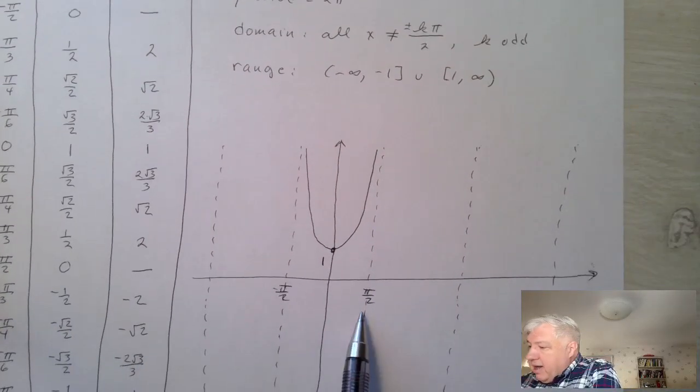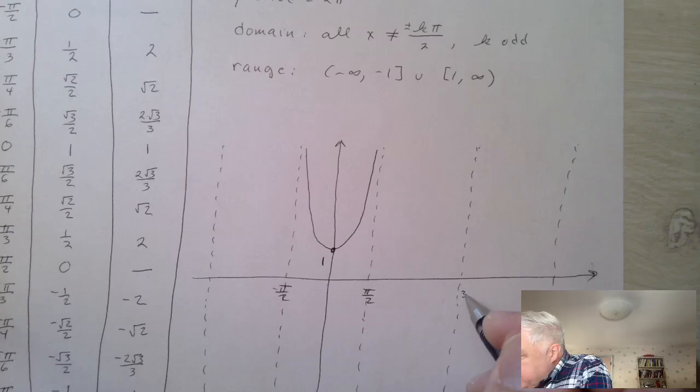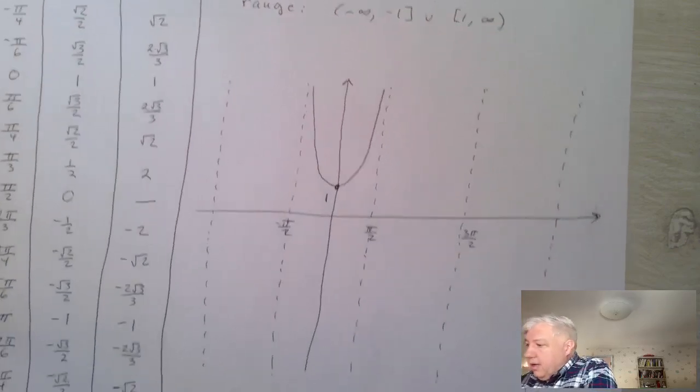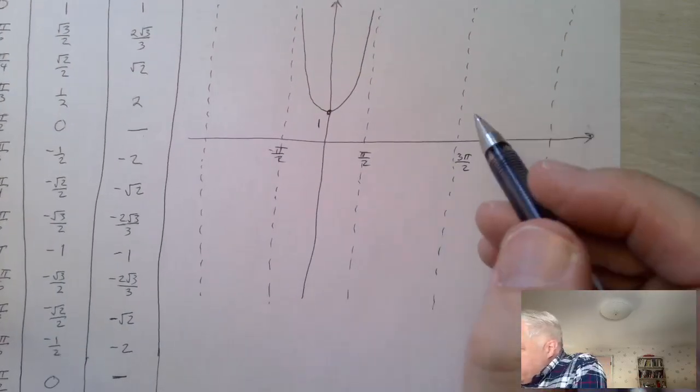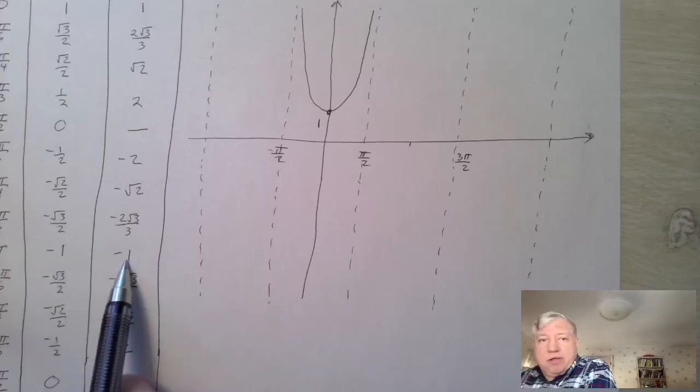Now, between pi over 2 and 3 pi over 2, well, for example, at pi, we can see the value is negative 1.